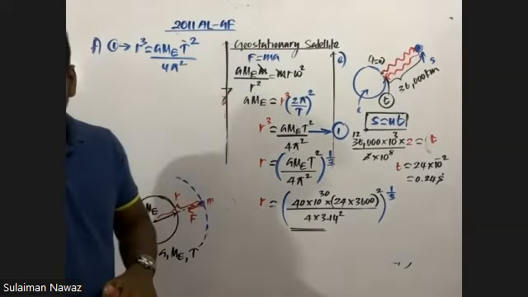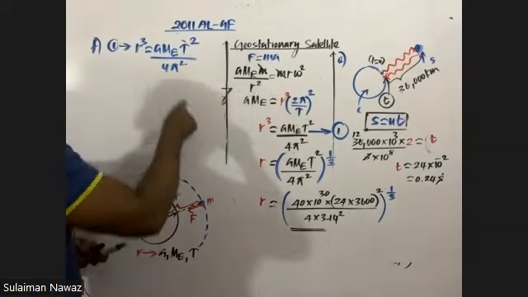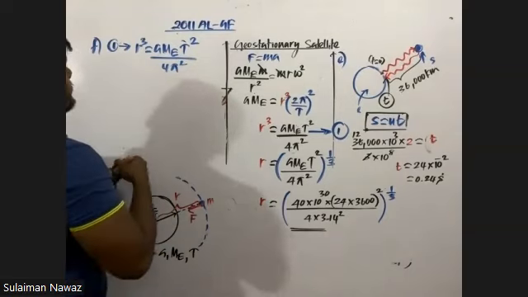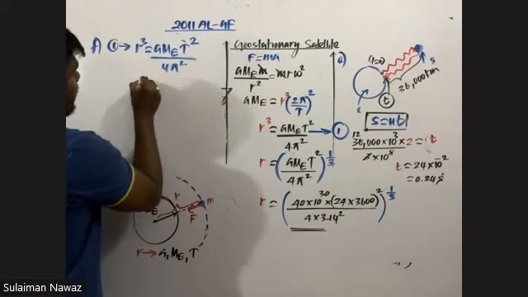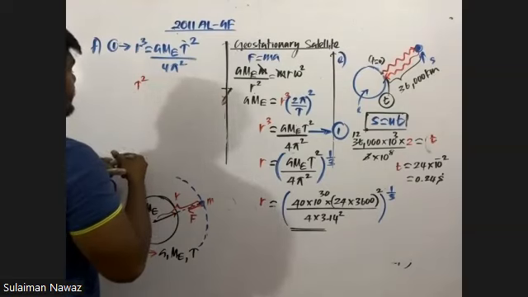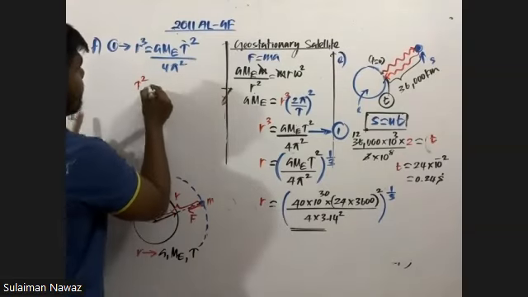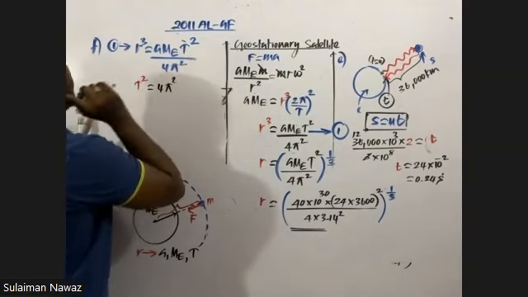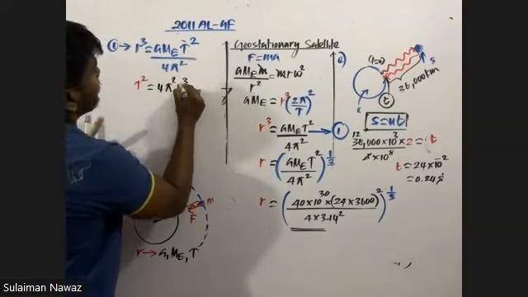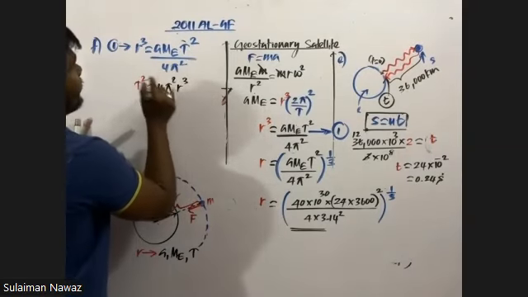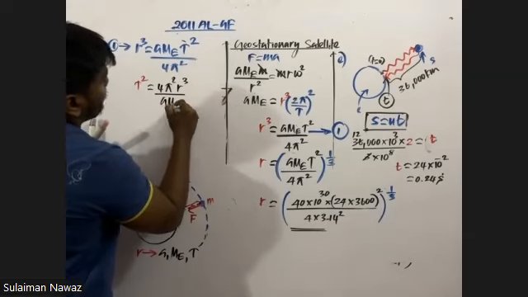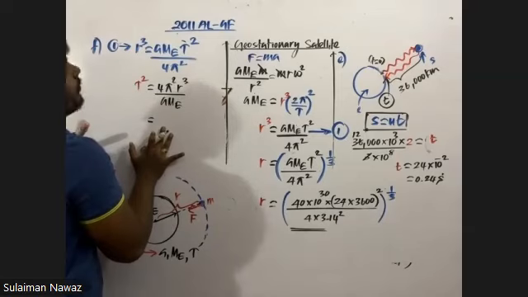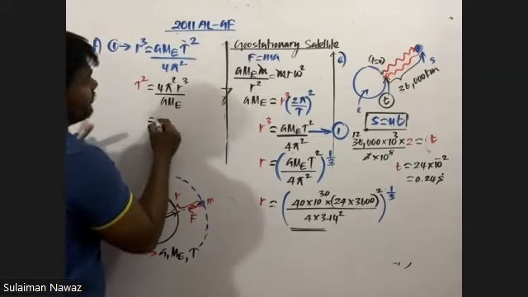Now they ask for the time period, so we need to find the time period. If I make T squared the subject, I am getting T squared equals 4π squared R cubed over G M_E.